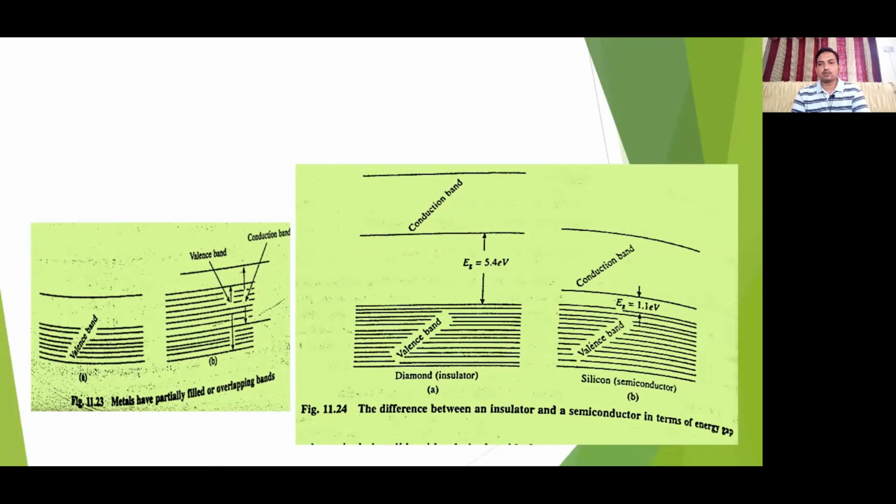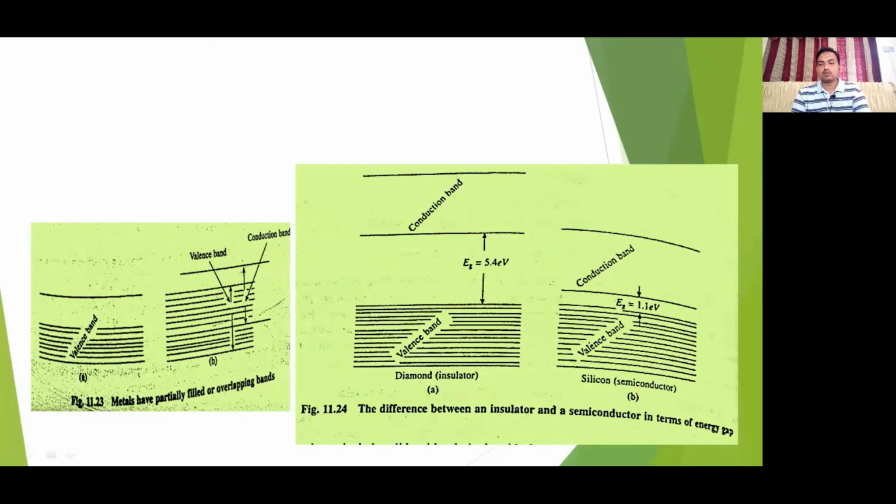an insulator. If you see silicon, which is an intrinsic semiconductor, in case of intrinsic semiconductor you see that the valence band is completely filled, the conduction band is completely empty, very much like the insulator, but the only difference is the forbidden energy gap is as small as 1.1 electron volts.